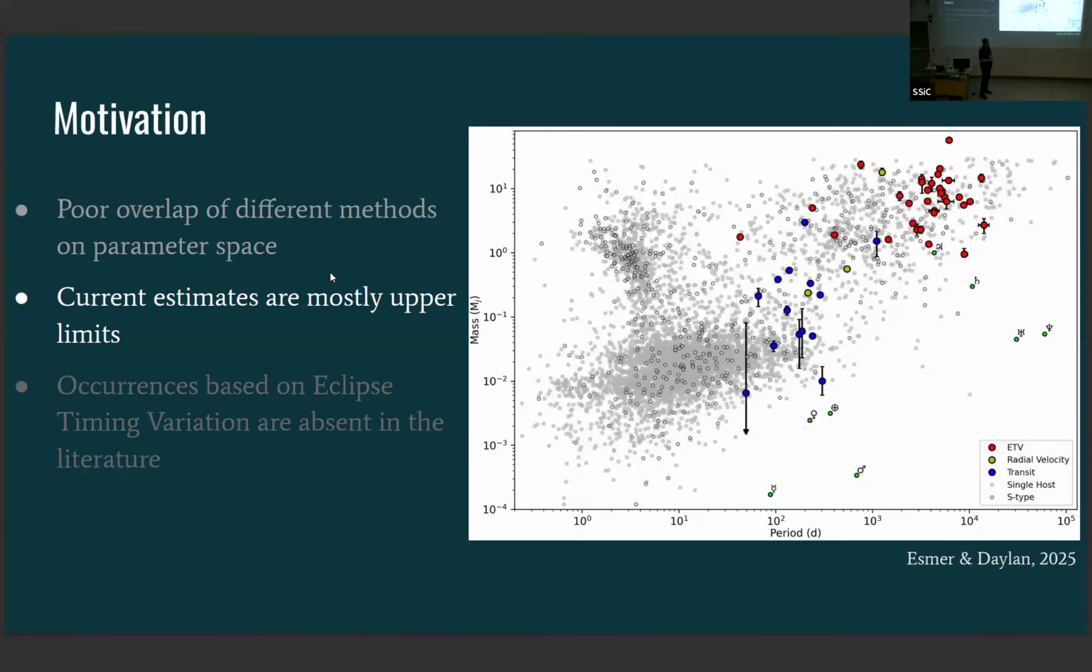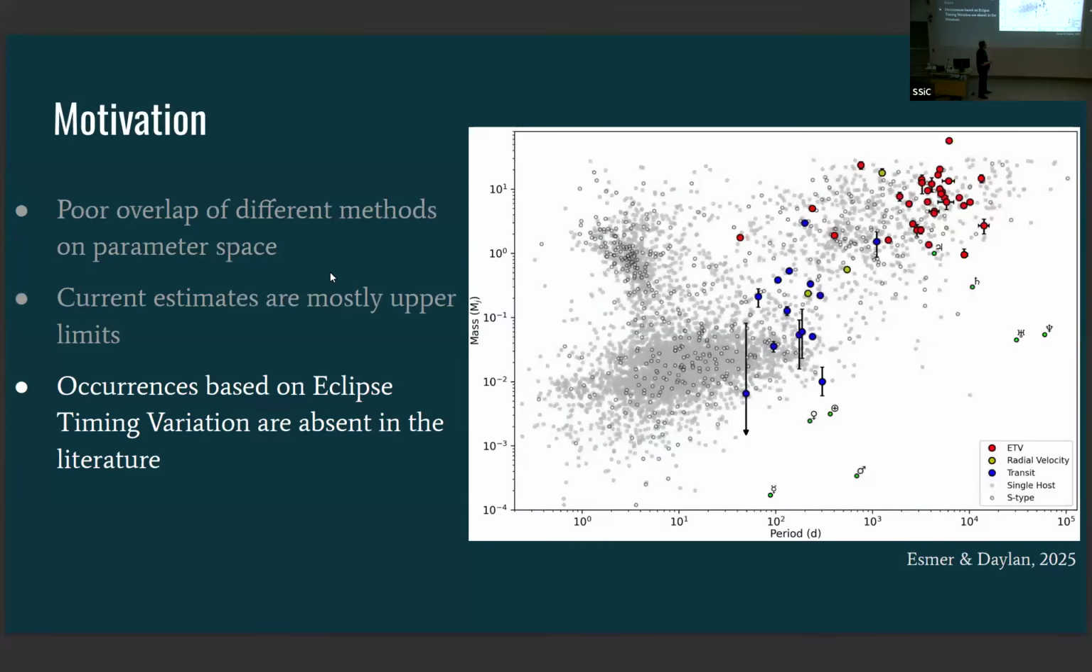Most of the current estimates are mostly upper limits, meaning that there's lots of things to do on the occurrence rates. And there is no occurrence rate study based on eclipse timing variation, so this will be one of the first, I guess.